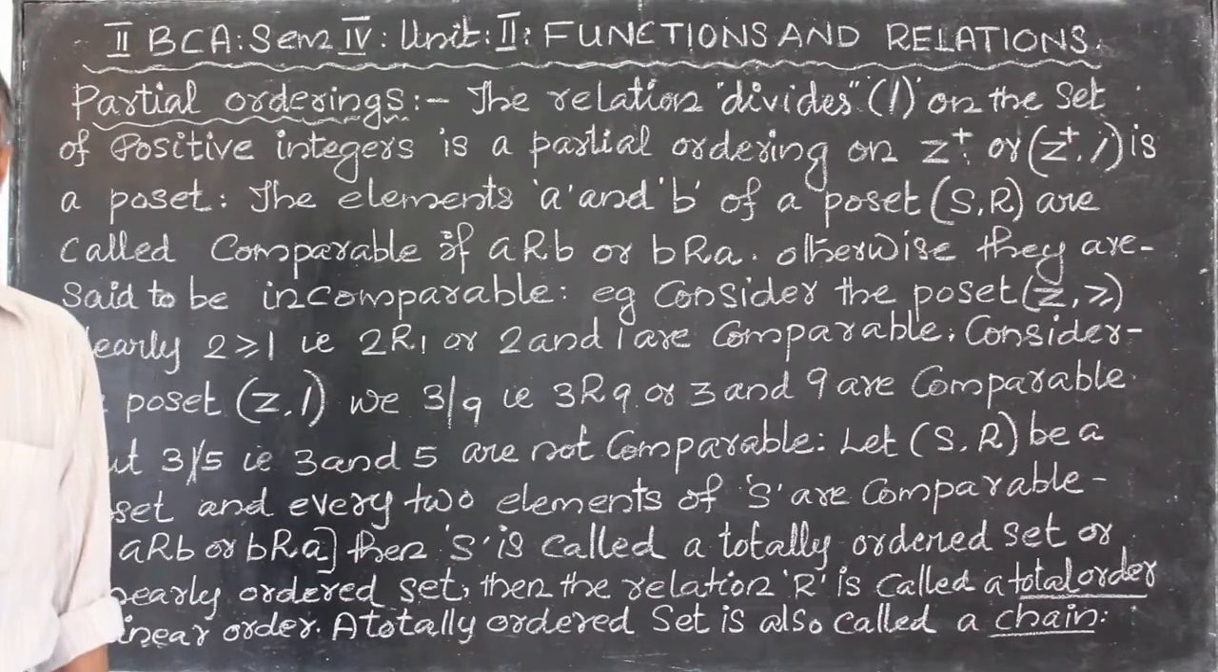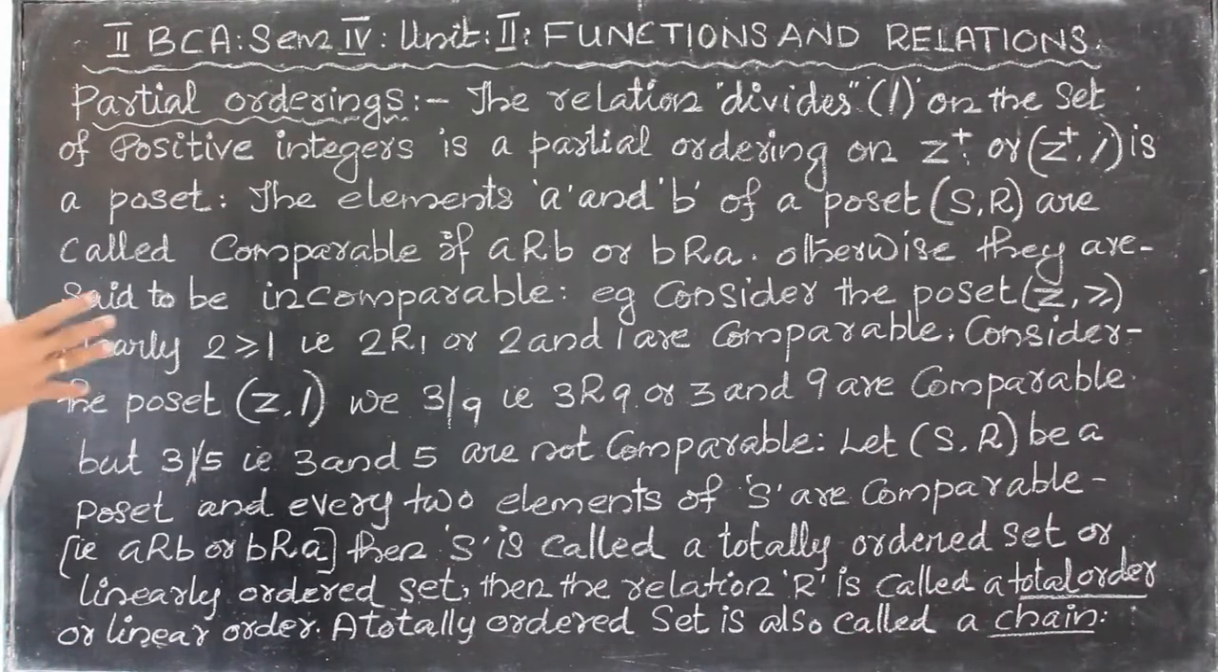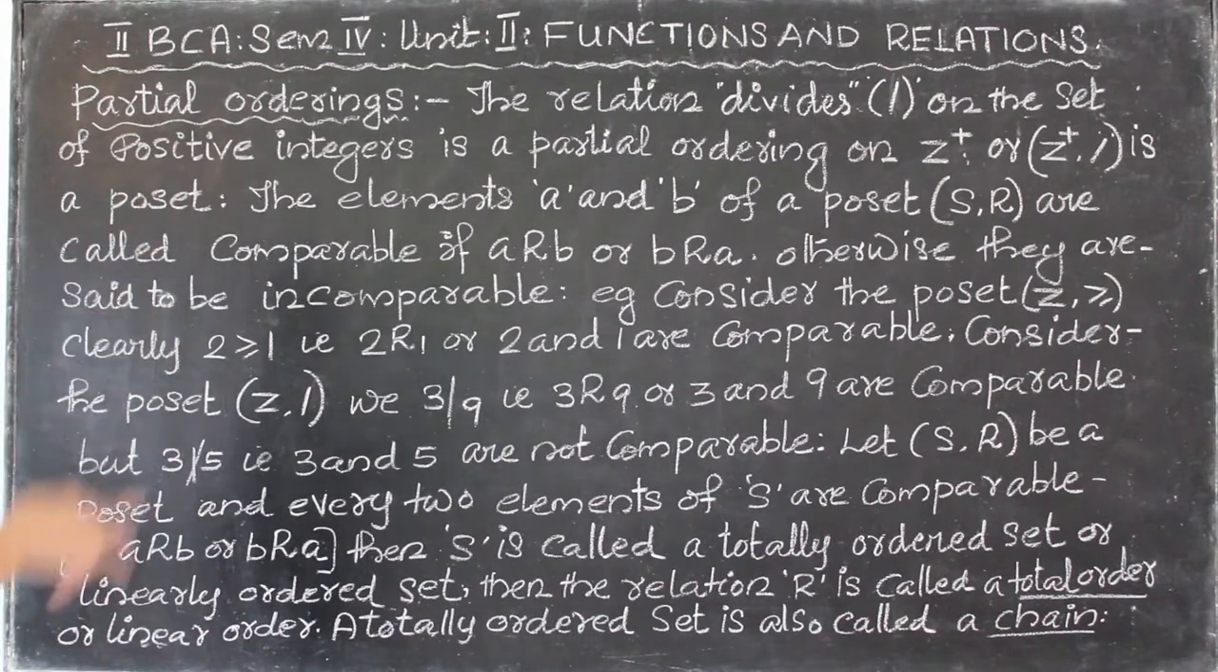So again, this covers the partial order relation, total order relation, comparability property, and non-comparability property. In the same way, we have totally ordered relation, totally ordered set, linearly ordered set, poset properties, and chain. The same thing.